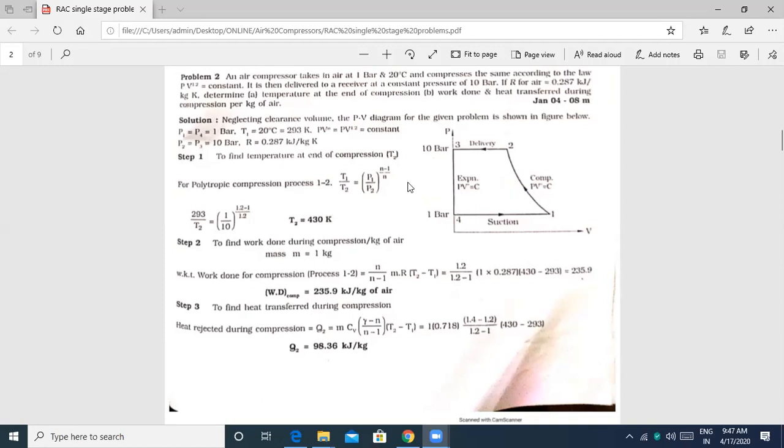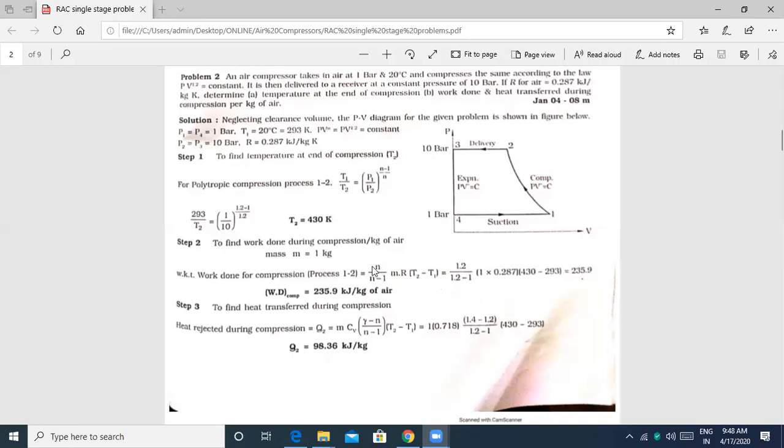Next, if the mass flow rate is not given, you assume it as 1 kg. That is, for 1 kg of air, how much work is done? You have to apply the same formula, n divided by (n minus 1) into mR(T2 minus T1). This is the expression for work done during polytropic compression. You studied work done in basic thermodynamics for different processes. The same formula you are going to apply. It is nothing but n divided by (n minus 1) into (P2V2 minus P1V1), or n divided by (n minus 1) into mR(T2 minus T1).